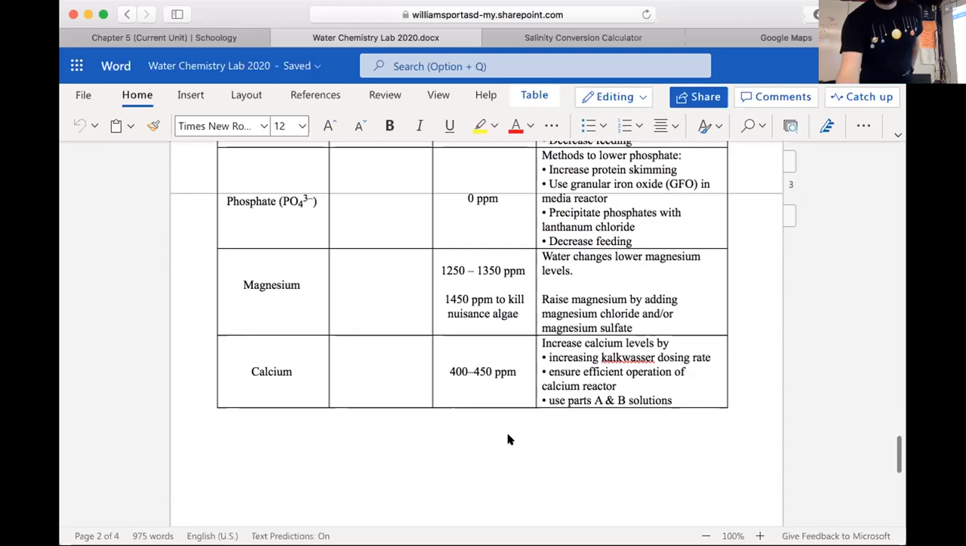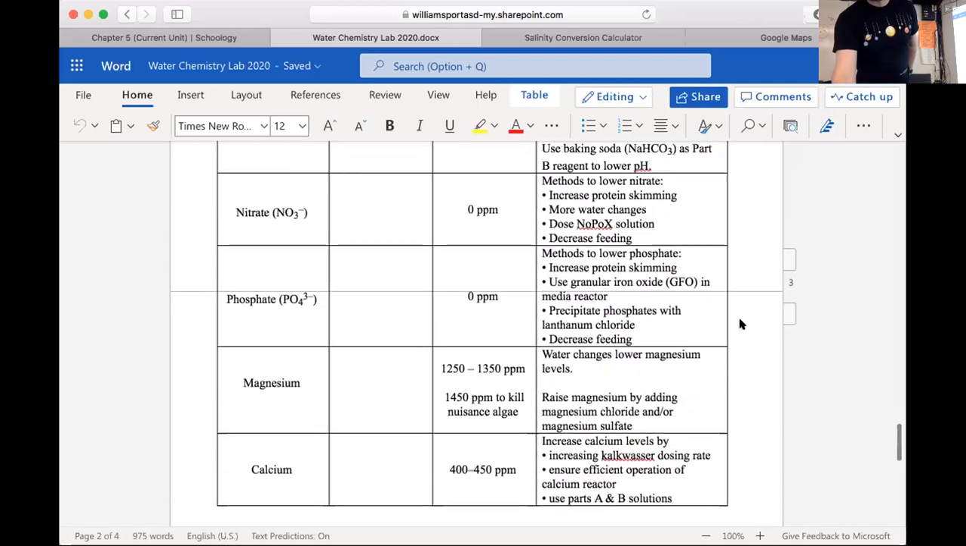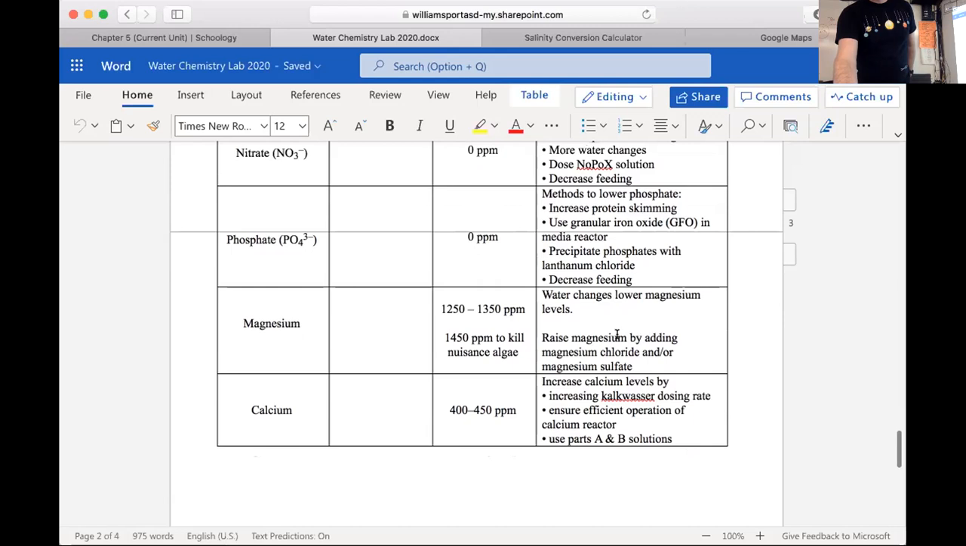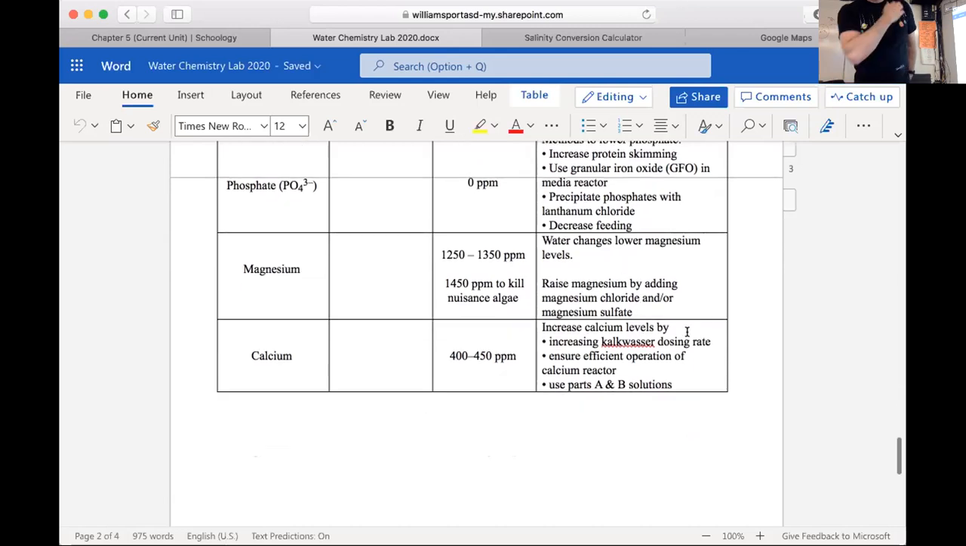So I wrote here on the back of the lab the kinds of things that you can do to lower nitrate and phosphate levels, or what you can do to raise magnesium or raise calcium levels. And I'll share with you the chemicals and equipment that we use to make those kinds of changes happen.